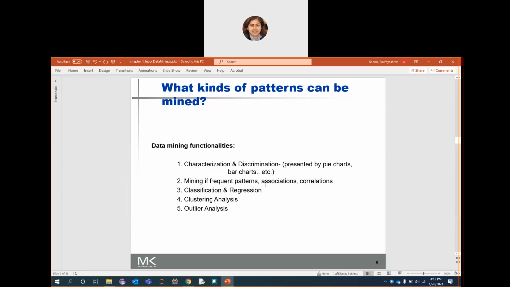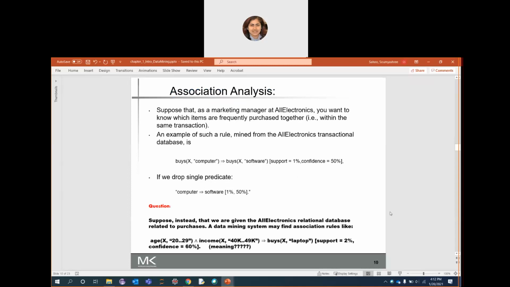There are other concepts as well. We will look into that. Then comes classification, regression, clustering analysis, and outlier analysis. Let's see them in the next slide. Before that, first we will see what is association analysis, just to understand this concept. I gave you one example of the purchase history of Instacart.